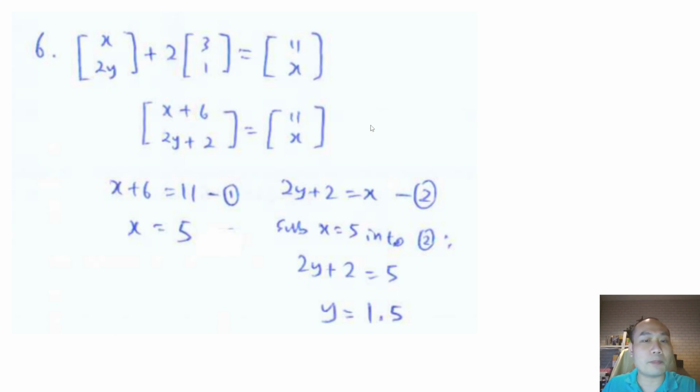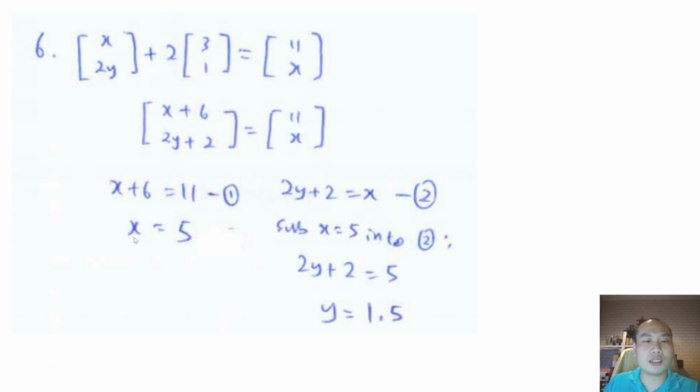This is actually a pair of simultaneous equations, and you did learn simultaneous equations not too long ago. So it's actually x plus 6 equals 11. That gives us the first equation. Then 2y plus 2 equals x gives us the second equation.